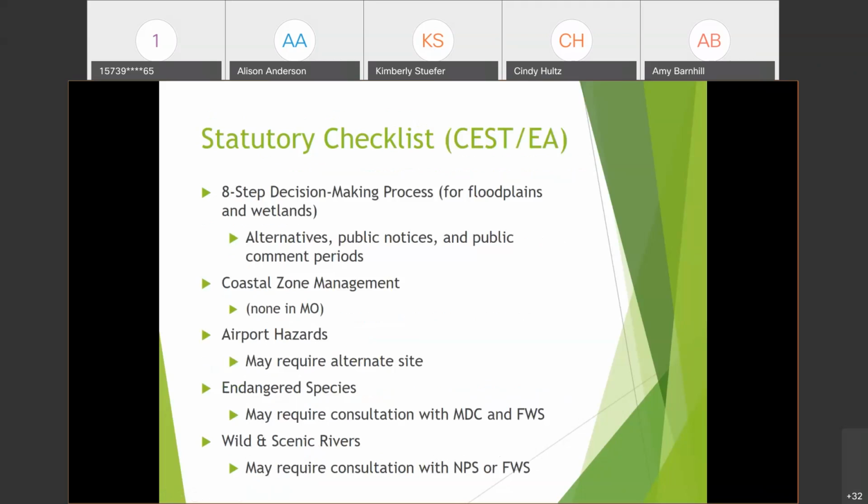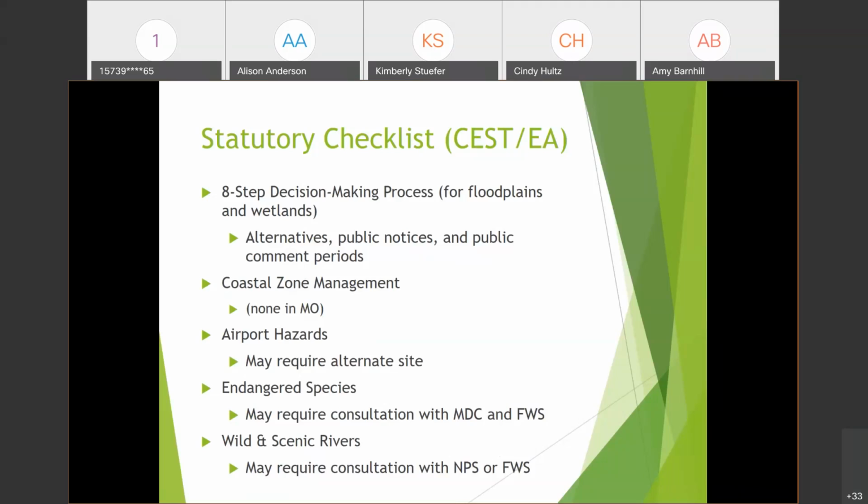So if you determine that the project site is located in a floodplain or wetland, or impacts a floodplain or wetland, you have to do the HUD 8-step decision-making process. And there's a couple of public notices that have to be published in this process. Allison and I want to review your public notices before you print them, because they have certain requirements.